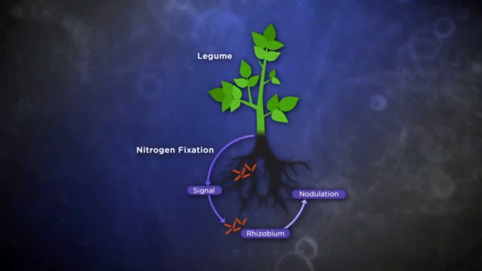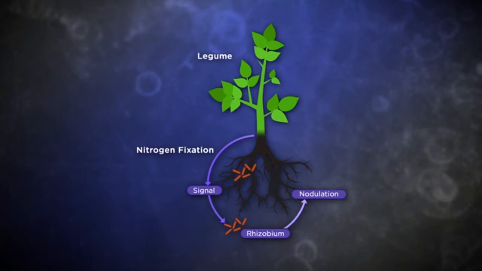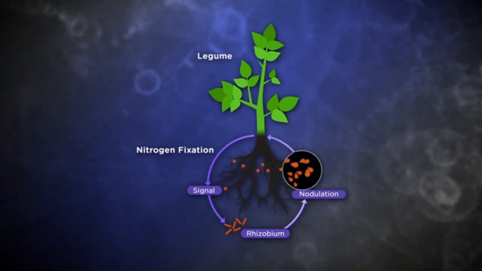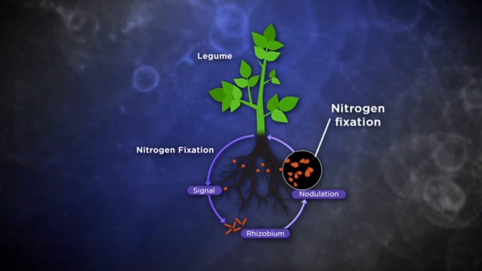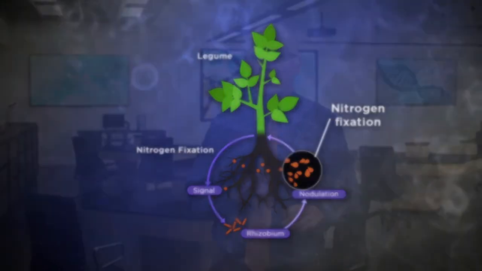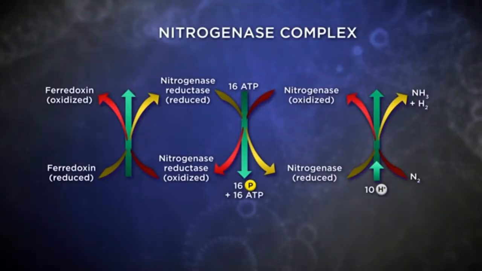Once this compatibility is established, bacteria move into root cells that then divide to form little swellings on the roots called nodules. And it is inside these nodules that nitrogen fixation occurs. So what is fixing nitrogen? The first thing to remember about converting nitrogen from N2 to NH3 is that it gains electrons and gets reduced. The electron source for reducing nitrogen comes from a small iron-containing protein called ferredoxin. The enzyme that catalyzes this reduction is called the nitrogenase complex.